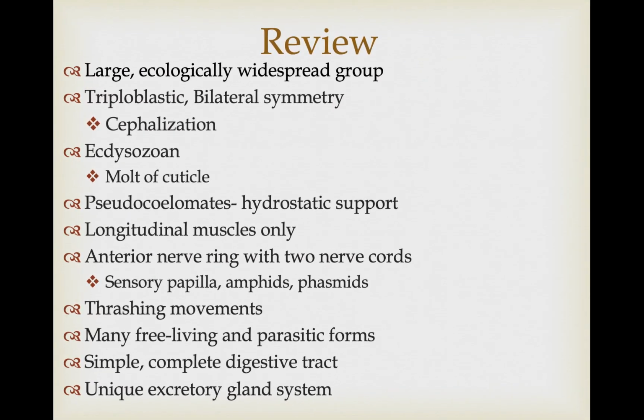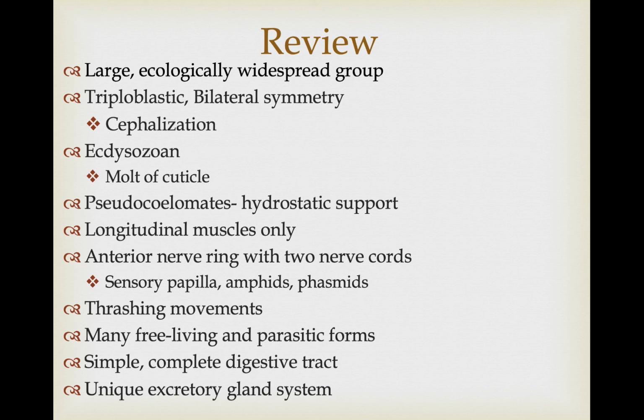So in review, this is a large, ecologically widespread group. They're triploblastic with bilateral symmetry, and they do show cephalization, but not a lot of sensory structures. This is our first group that are ecdysozoans, which means that they have this external cuticle that they have to molt as they grow. They're pseudocoelomates, and the pseudocoel is very well developed and is important in hydrostatic support and also for circulation and movement of nutrients and waste products.